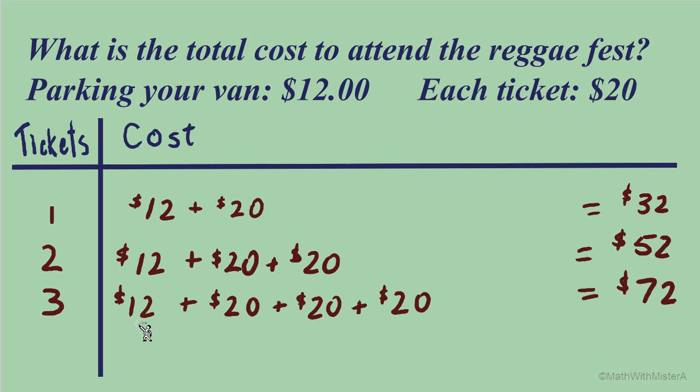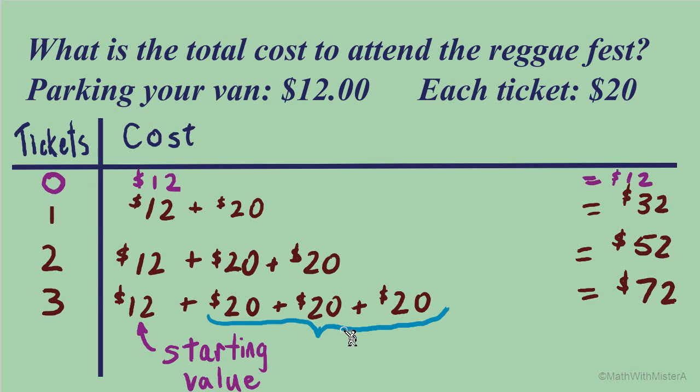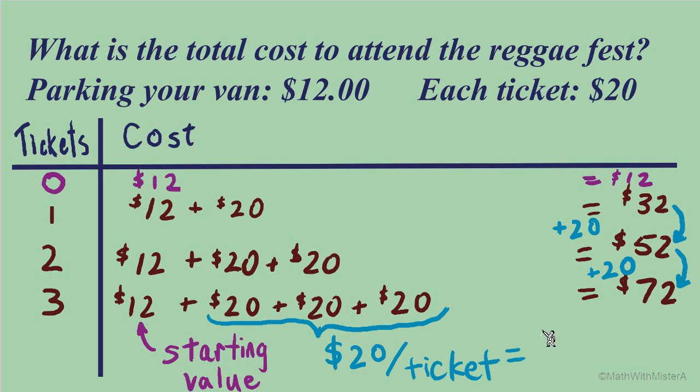The $12 that we only ever see show up once in these calculations is the starting value. It would be the part of the cost that exists before you even buy a single ticket. And the repeated 20s are where we see this constant rate of change. We can see that the total cost to go to the Reggae Fest increases by $20 each time we buy one additional ticket. So the $20 per ticket is the constant rate of change.